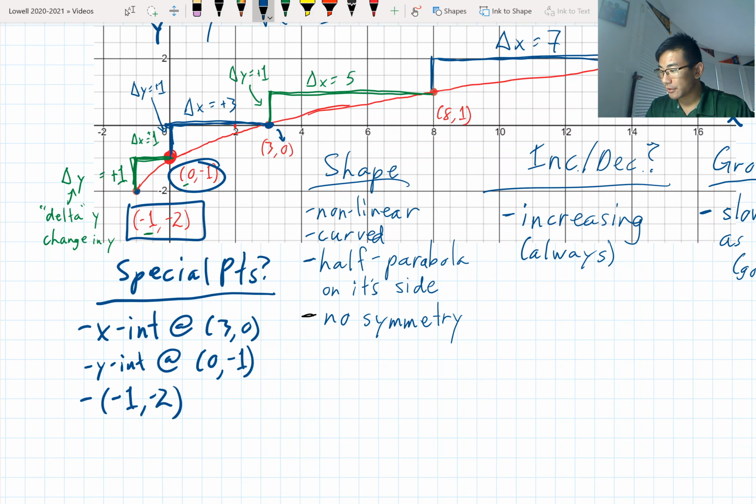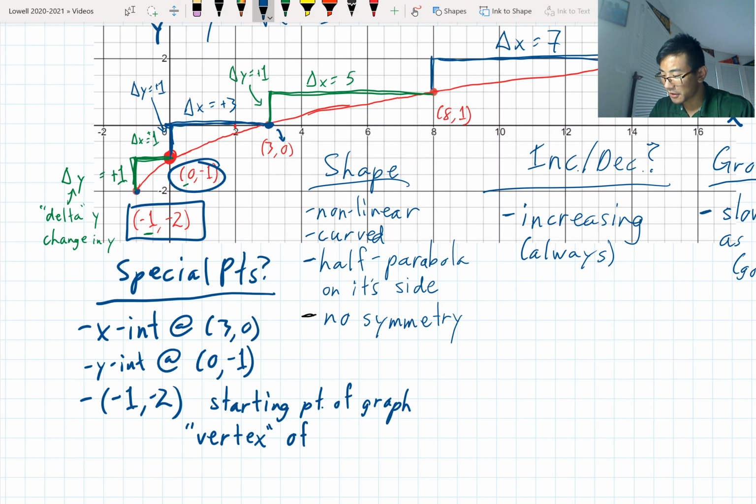And so -1, -2, we call it the starting point of the graph. I suppose you could call it the vertex if we indeed call this a half parabola. So I would call it the vertex in quotes of the half parabola. How about that? Maybe we could agree on that. All right.